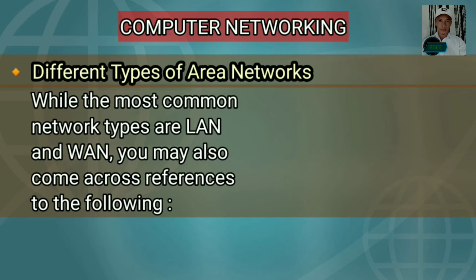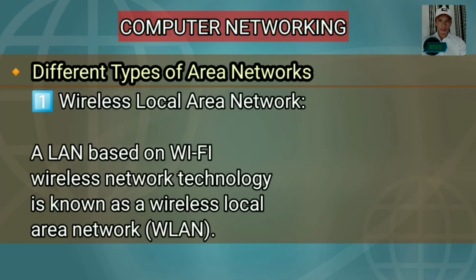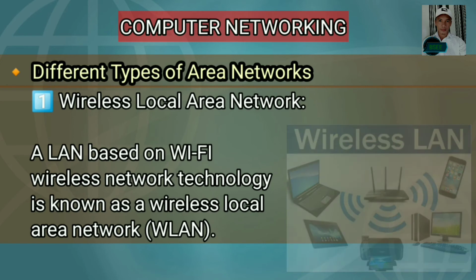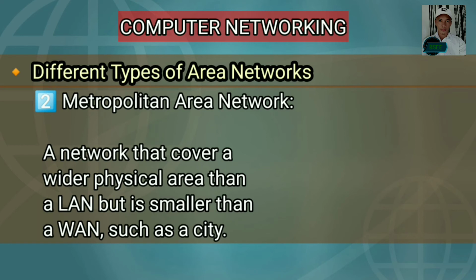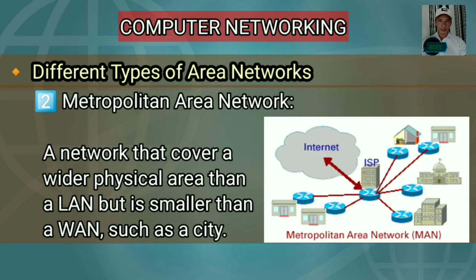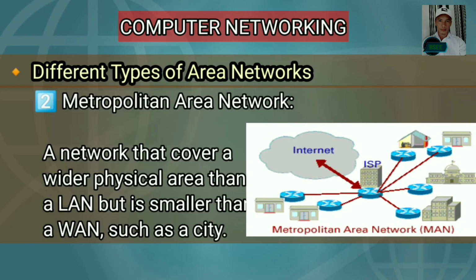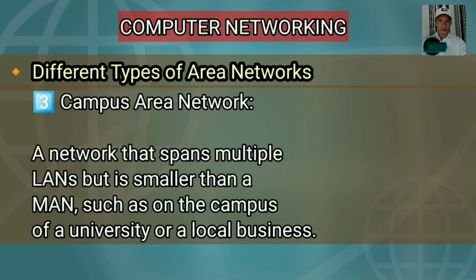While the most common network types are LAN and WAN, you may also come across references to the following. The first, wireless local area network. A LAN based on Wi-Fi wireless network technology is known as a wireless local area network, WLAN. Number 2, metropolitan area network. A network that covers a wider physical area than a LAN, but is smaller than a WAN, such as a city. A single entity, such as a government agency or a major firm, normally owns and operates a metropolitan area network, or MAN. Number 3, campus area network.